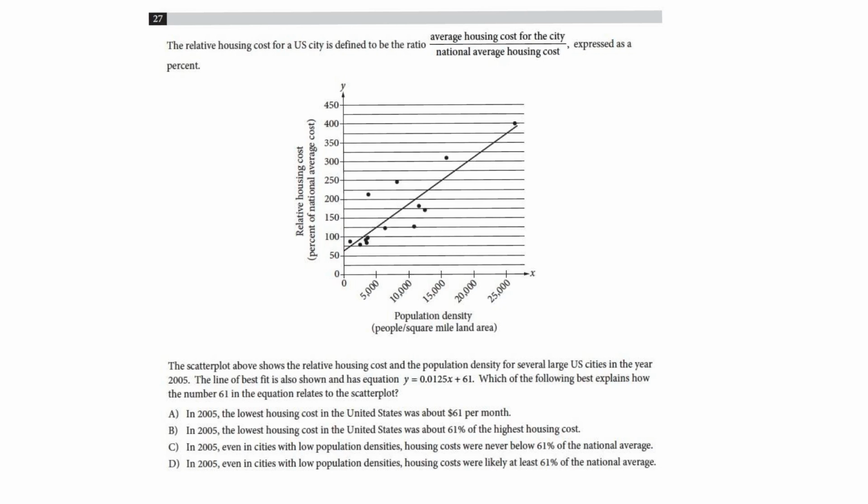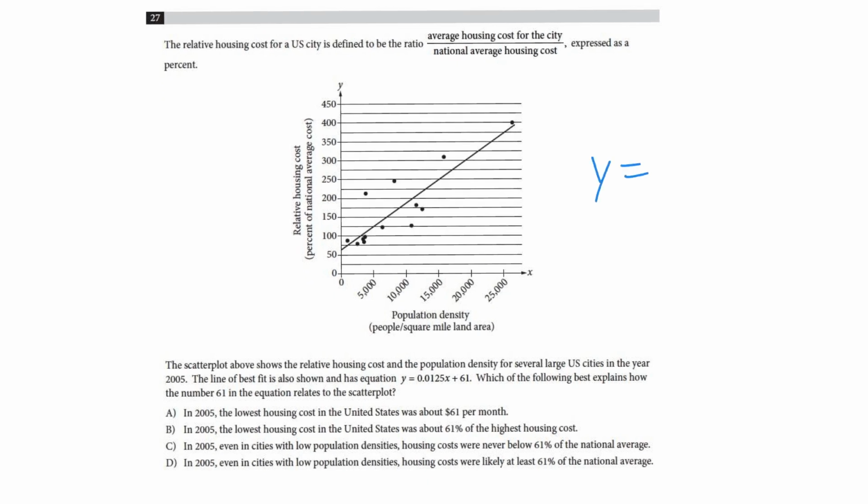The scatter plot above shows the relative housing cost and the population density for several large U.S. cities in the year 2005. The line of best fit is also shown and has an equation of 0.0125x plus 61. Which of the following best explains how the number 61 in the equation relates to the scatter plot? Well, this is just a linear equation.